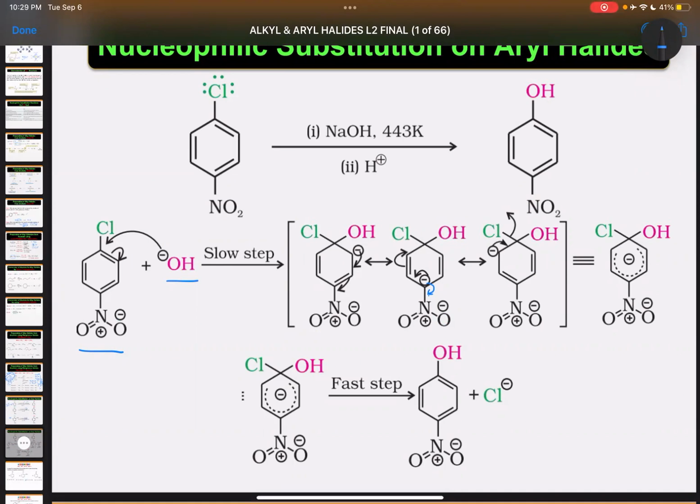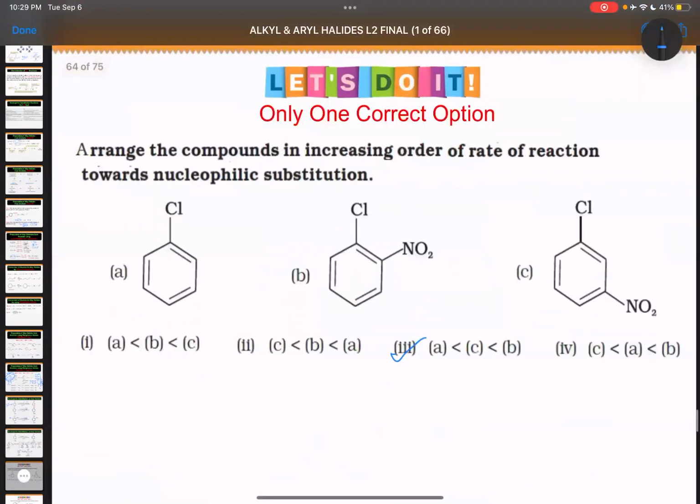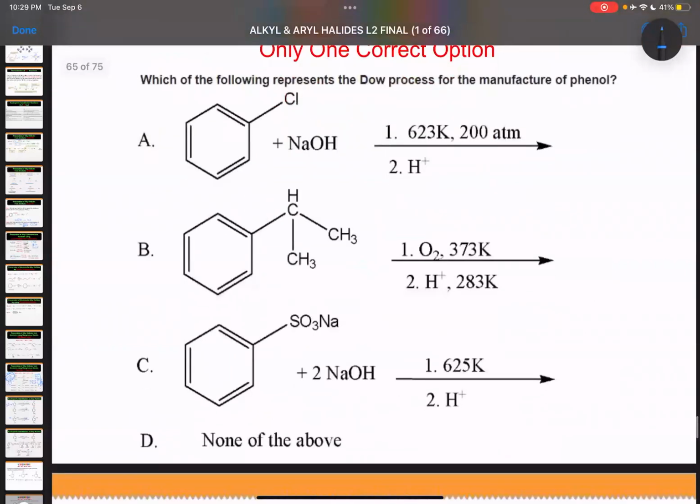Okay, right? But if you have an electron donating group at ortho and para, that will have the opposite effect. An OCH3 group will make it reverse. Okay. So this is clear. And what about this one?